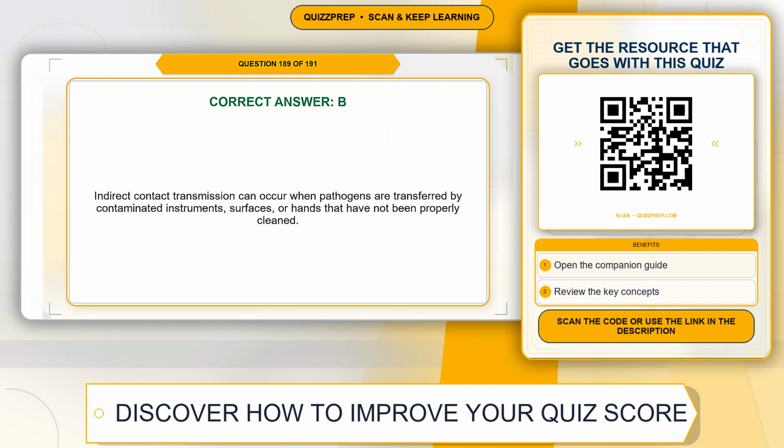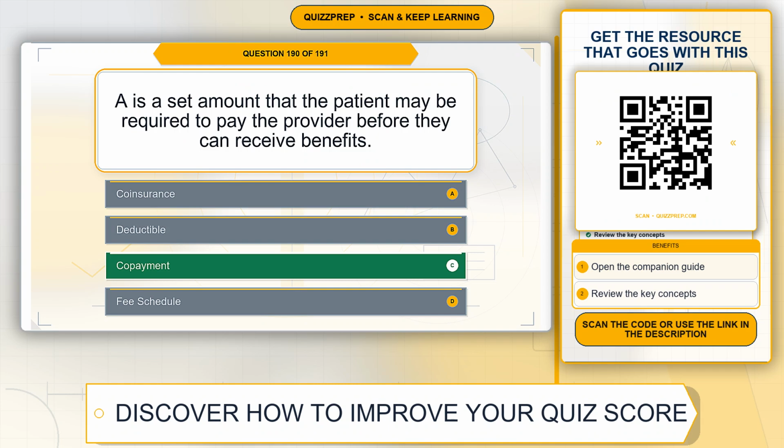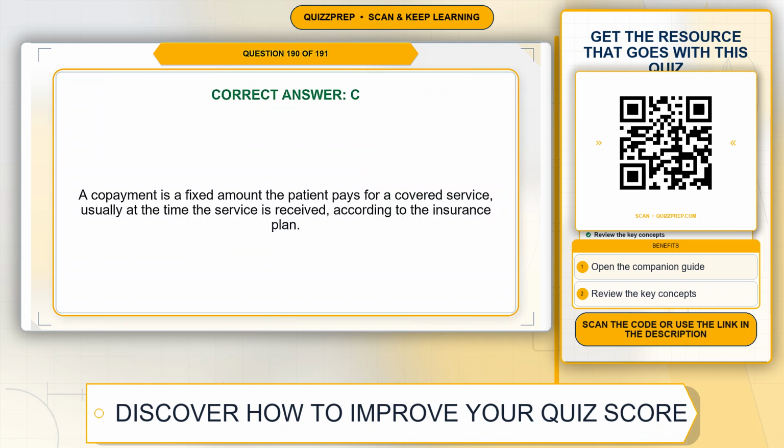Question 190. A blank is a set amount that the patient may be required to pay the provider before they can receive benefits. Option A, coinsurance. Option B, deductible. Option C, copayment. Option D, fee schedule. The correct answer is option C, copayment. Explanation. A copayment is a fixed amount the patient pays for a covered service, usually at the time the service is received, according to the insurance plan.